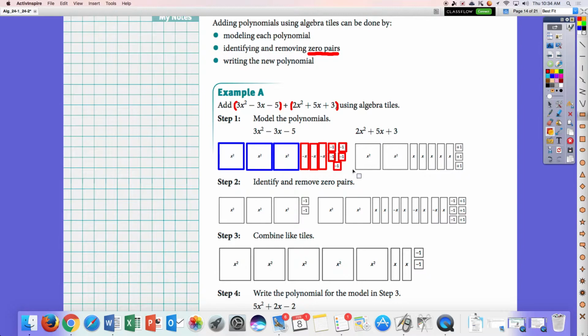You could follow along and model this in your book by using the colored pencils if you would like. That would be a better way since we do not have all of the algebra tiles available. For the second polynomial, it's positive 2x squared, and we have positive 5x and a positive 3. So again, if you use color in your book, it would be a lot easier to see what is about to happen.